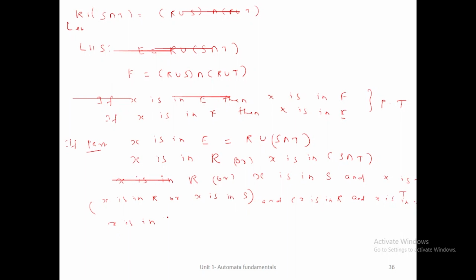We can say that if you combine R, S in a notation, we can write it as X is in R union S and X is in R union T. Then we can write it as X is in R union S and the operation is intersection with R union T, which is nothing but X is in F. Here we prove the RHS part, therefore LHS is equal to RHS. So this is the set theory proof.